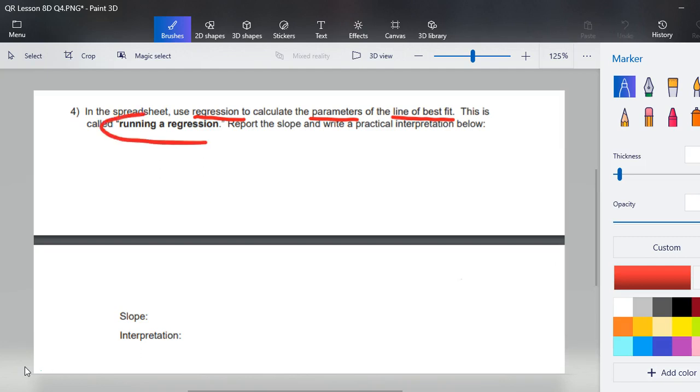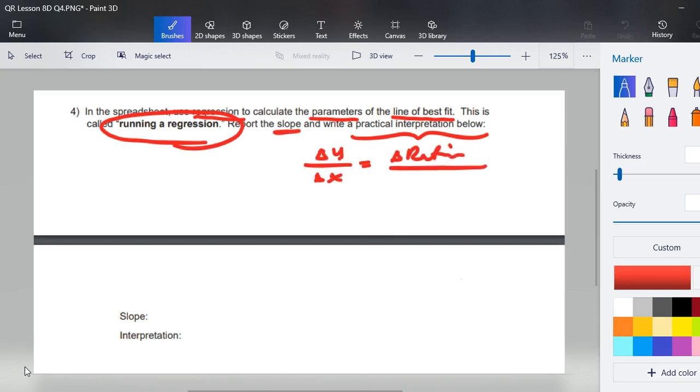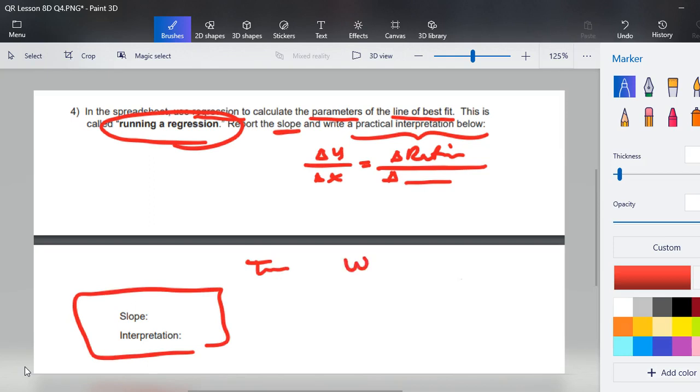All of this is going to be called running a regression. For each one that we run, we're going to run 3. We're going to write the slope and a practical interpretation. In other words, we're going to remember it's the change in y, which is the change in the rating, over the change in, well, it's going to depend, either the technology use, the working, the sleeping. And here's where we're going to put the slope and interpretation, once for technology, once for work, and once for sleeping.